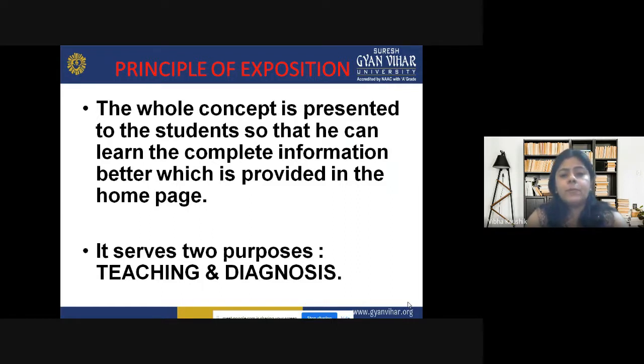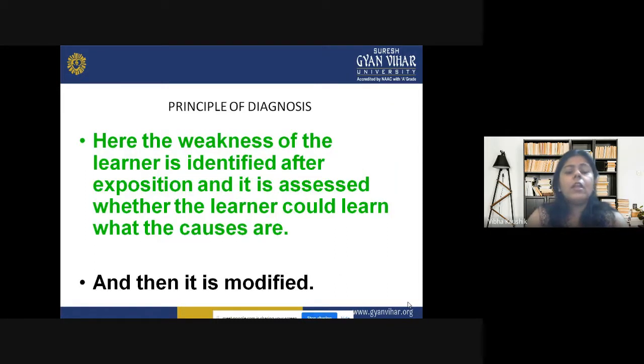The principle of exposition serves two purposes, and these are, the first one is teaching and the second one is diagnosis. Now, first we will discuss the principle of diagnosis. Here the weakness of the learner is identified. The principle of diagnosis helps the teacher to identify the various weaknesses of the learner in that particular subject or topic.